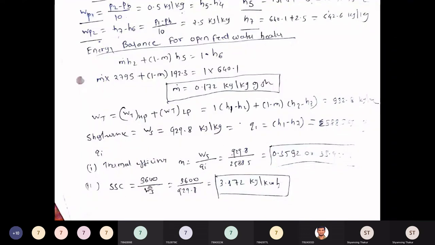And specific steam consumption is 3600 upon WS, which gives you the answer in kg per kilowatt hour. For the hour conversion, the 3600 is here.